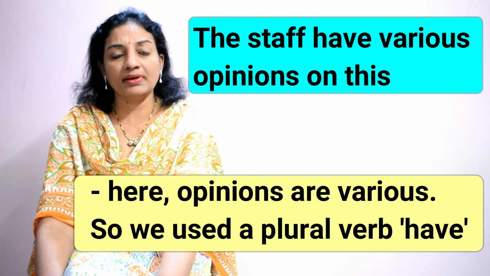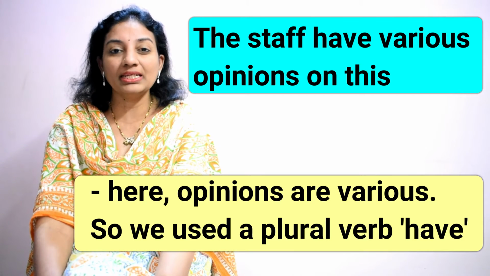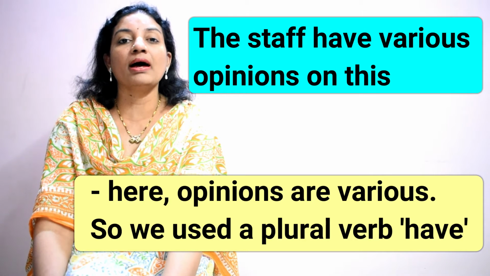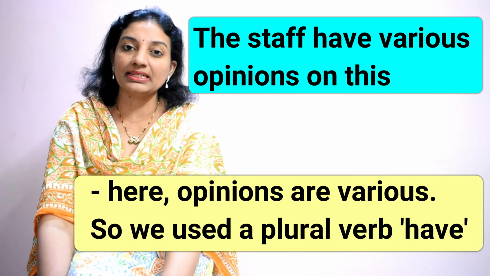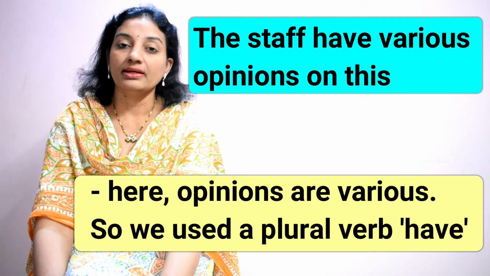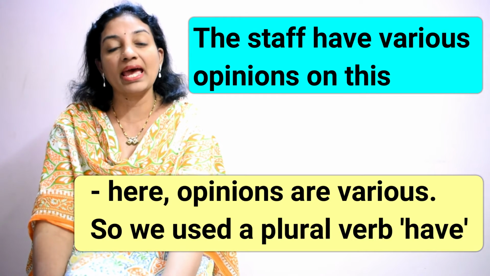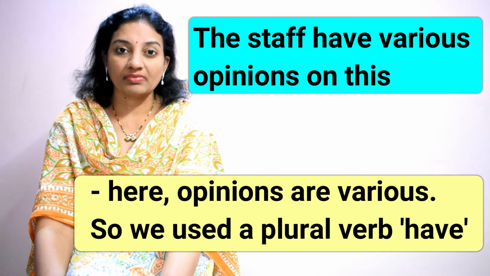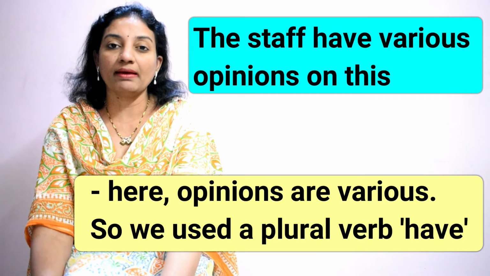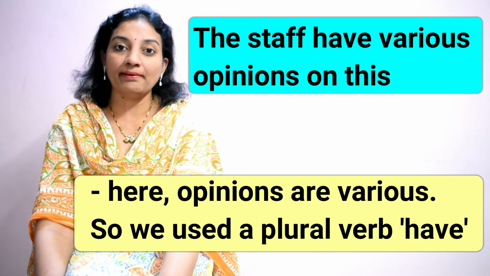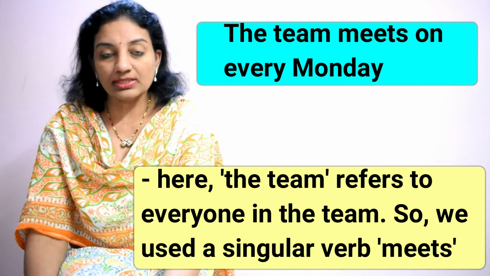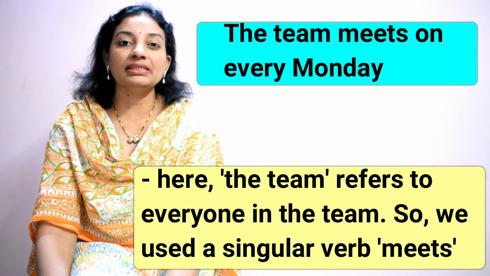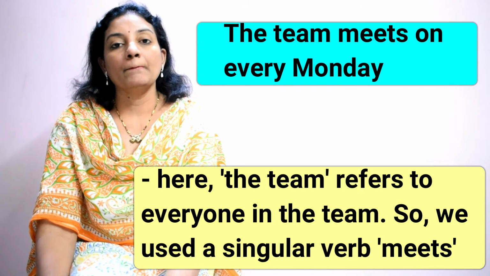Crowd is, staff have. What happened? Because they have various opinions. There is a difference over here. Crowd, everyone in the crowd was going crazy. That's why it is considered as a collective noun and it has taken a singular verb there. Whereas the staff have various opinions. Okay, it's not singular. The outcome is not singular. That's why we have used a plural verb here. Have, not has. Okay. The team meets on every Monday. The team, everyone in the team meets on Monday.